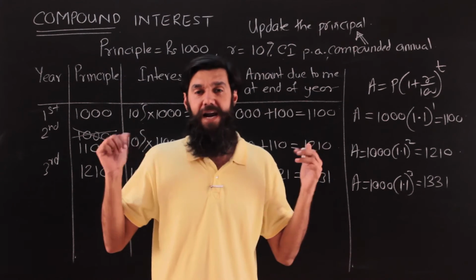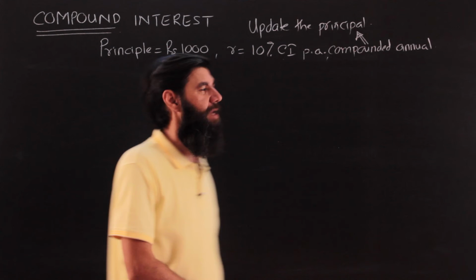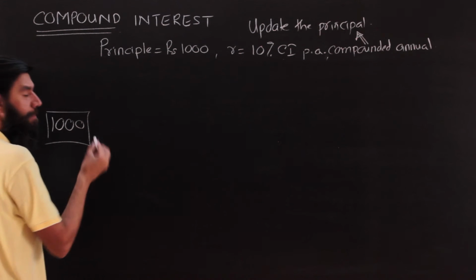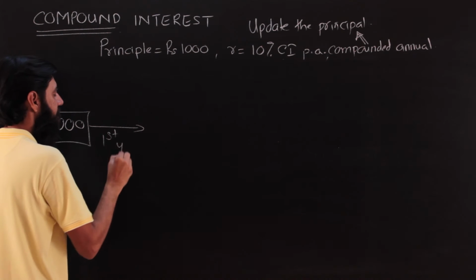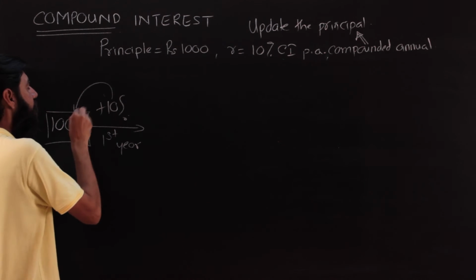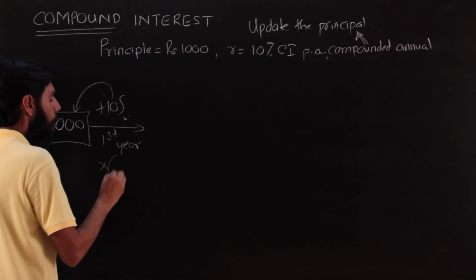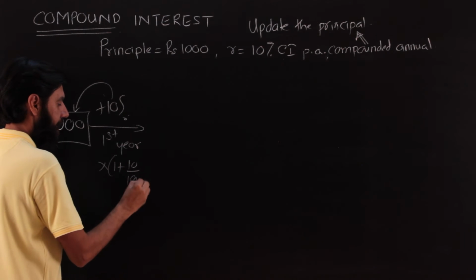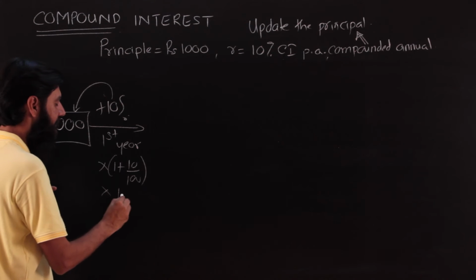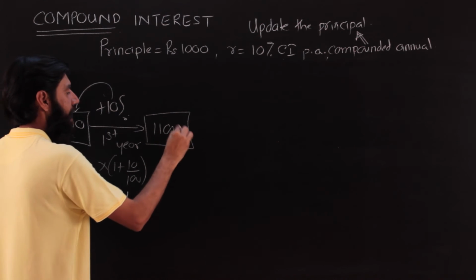another visual way rather than the tabular way. The same example looked at on a timeline: I start with 1000 rupees as my principal. In the first year, it's simply an increase of 10% of 1000. And an increase of 10% simply means multiplied by 1 plus 10 by 100. 1 for the original value, 10% is 10 by 100. That is, we are multiplying it by 1.1. So when I multiply it by 1.1, I get 1100.